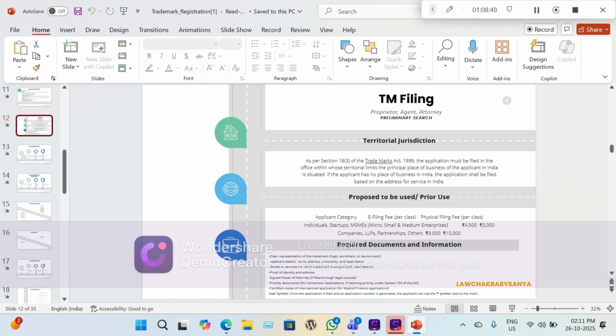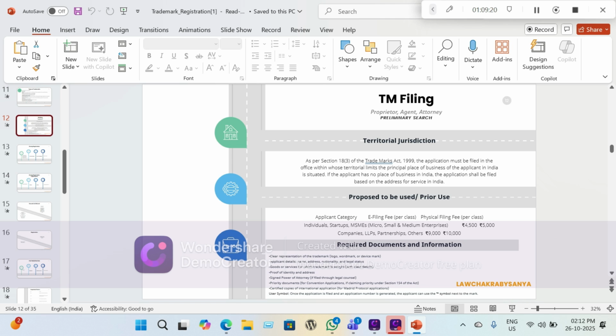Then priority documents, for example, if it's a convention application, so there are convention countries that recognize trademark registration in other countries, even though there is no registration in that particular country. For example, a trademark that is registered in the US will be recognized in India. For that, you'll have to file a priority. So you'll have to specify it's registered here. This is the registration number, and in India also we'll give reciprocal priority to that particular mark.